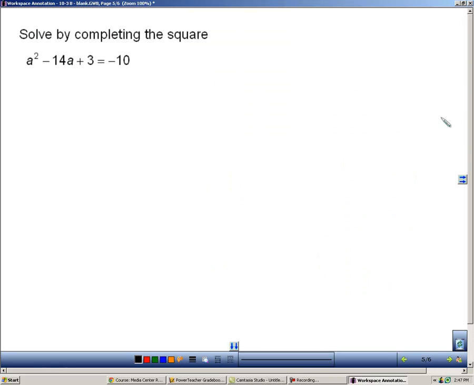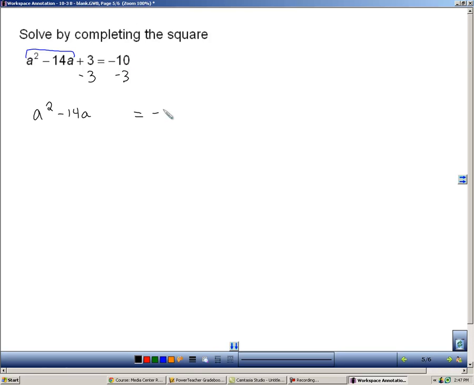Now using that in a problem like this to actually solve it is important. So what I want to do is first just get this squared term and this a term alone, because I only need those two terms to complete the square. So I'm going to subtract the 3, leaving me a squared minus 14a. Now I like to leave a space in here, and I'll show you why in a minute.